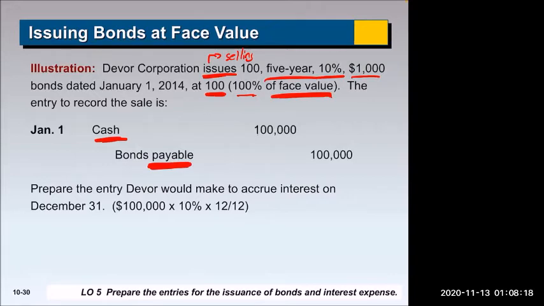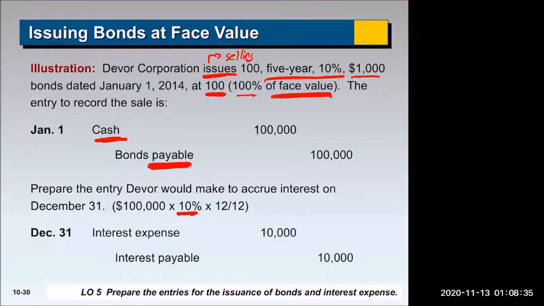Now, I'm going to be paying interest every year or every 6 months or whatever. I guess this is 10% for the year. When I get to December 31st, I have to accrue the interest. Just like we did with the other note payable at the beginning of the chapter, we have to accrue the interest because of the matching principle. Matching principle says I'm going to accrue interest when I'm making my financial statements.